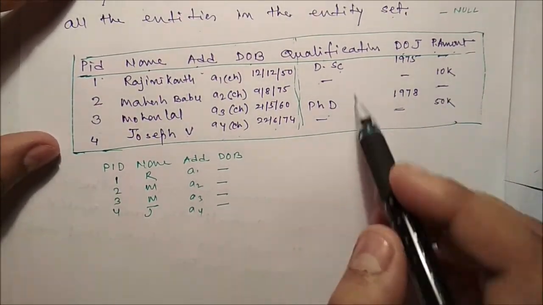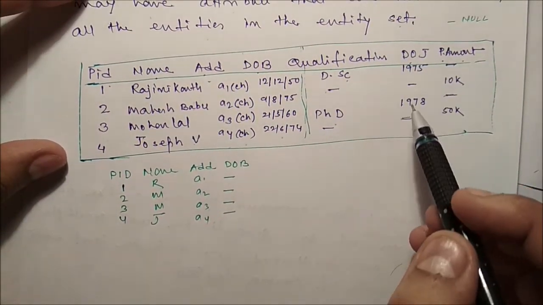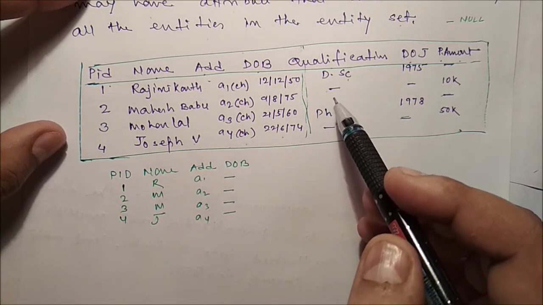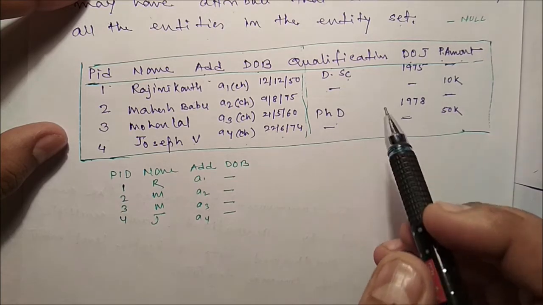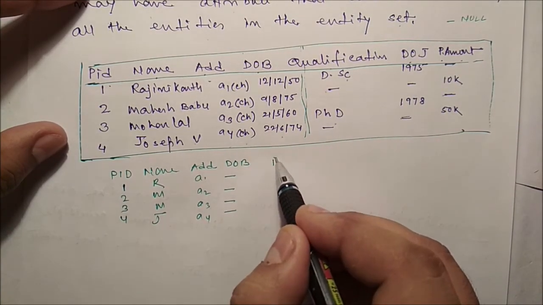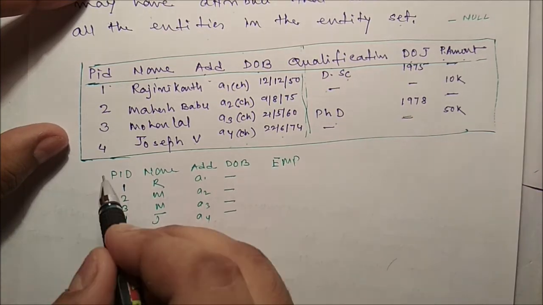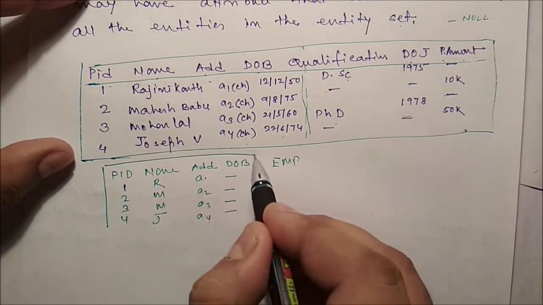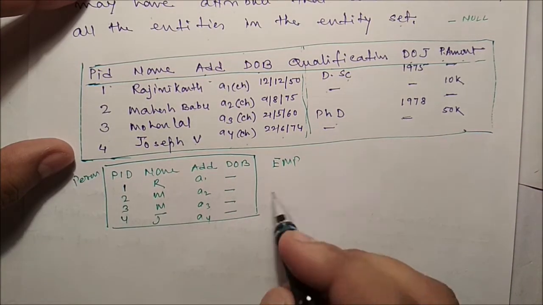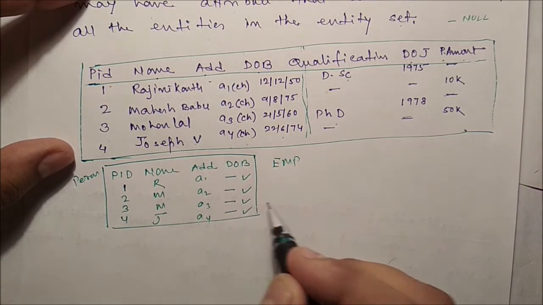Now we can divide here. That means we have two sets of information about persons: we can say employee as well as customer. If we put the person table, here say person, here the dates of birth are there.